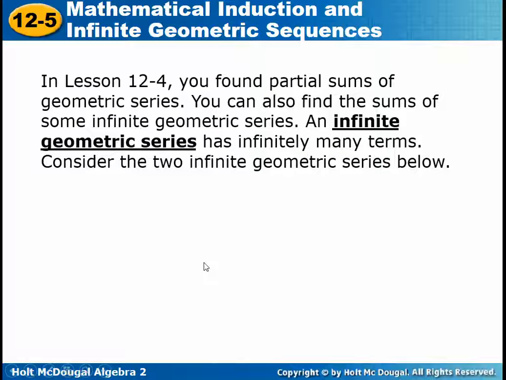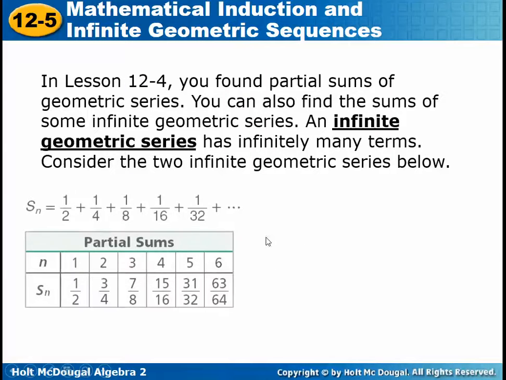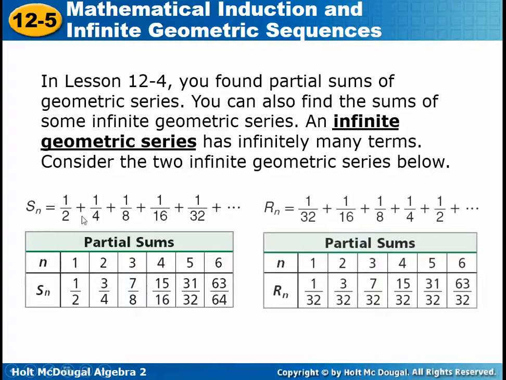So in 12.4, you found partial sums of geometric series. You can also find the sums of some infinite geometric series. An infinite geometric series has infinitely many terms, and there's two things that could happen with that. In the first example, when we're finding the partial sums of the given terms, you can see that they're approaching a common number. So 1/2, 3/4, 7/8, 15/16, 31/32, 63/64, they're approaching the number 1.